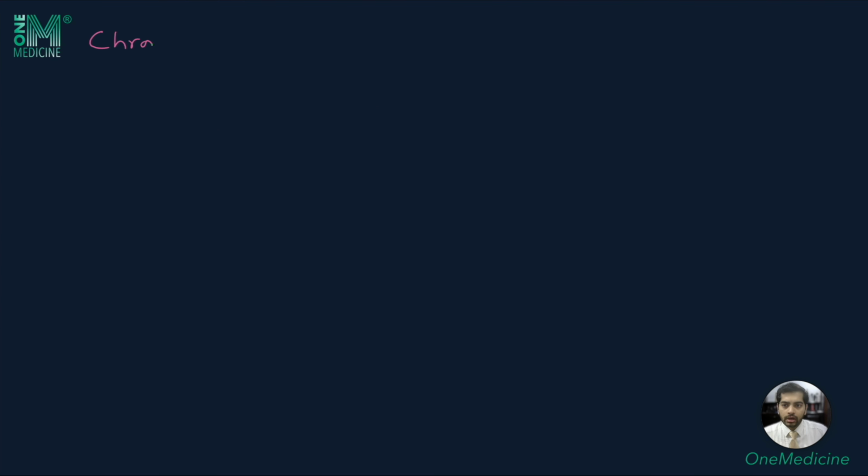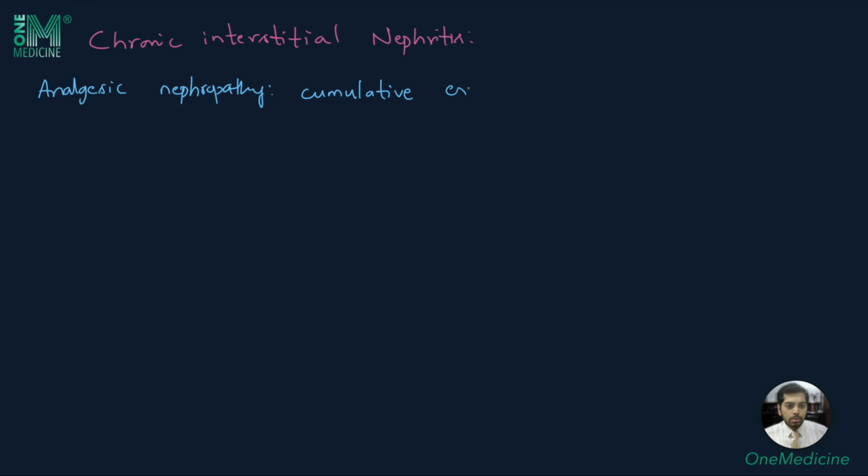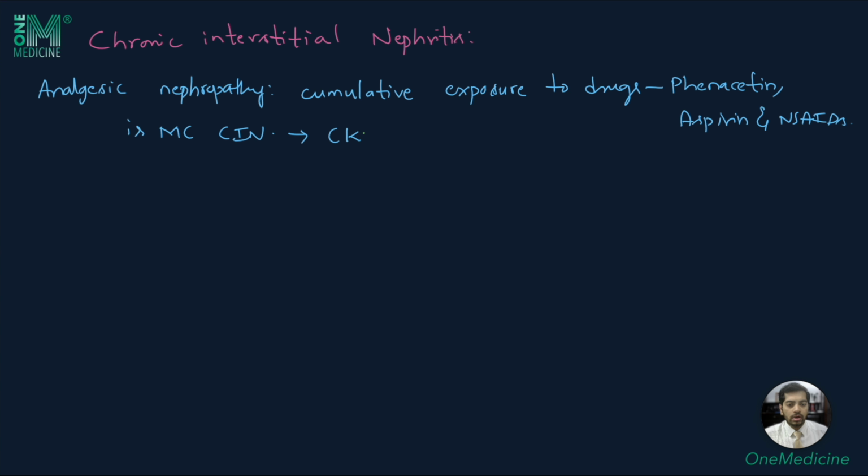The next topic is chronic interstitial nephritis. Analgesic nephropathy, which results from cumulative exposure to drugs including phenacetin and even high dose aspirin and other NSAIDs, is the most common cause for chronic interstitial nephritis, and it is associated with chronic kidney disease and even progression to end stage renal disease.